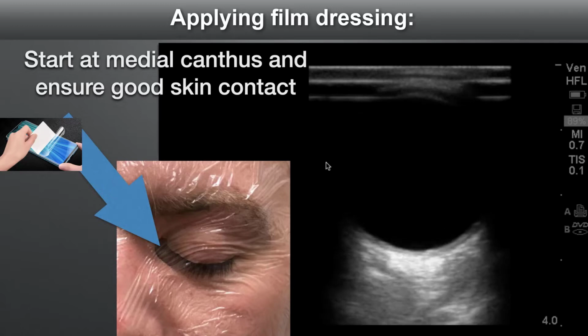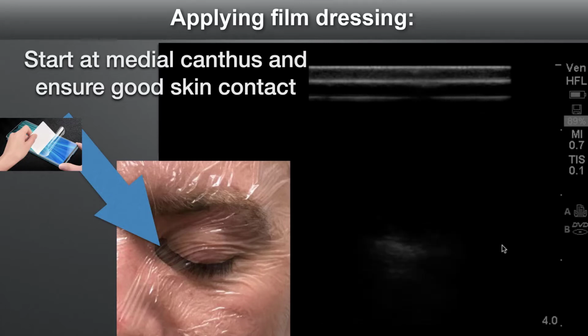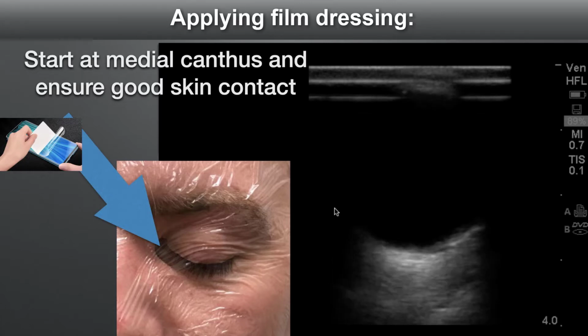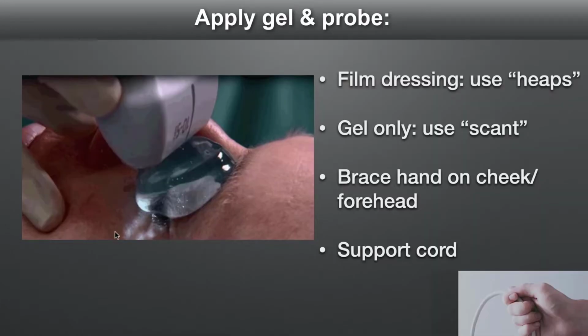If you don't do this, you'll end up with a picture like this where you have a big air artifact here and a big air artifact over on this side, and you really can't see more than a third of the posterior portion of the eye. If you have a film layer on the patient's face, then you can go ahead and put a big, huge blob of gel and basically fill up their entire orbital ridge with this ultrasound gel. If you are only using gel and not a plastic film, then just use a teeny tiny bit of gel on the probe itself, basically just enough to get it wet. And then you can do basically the same technique.